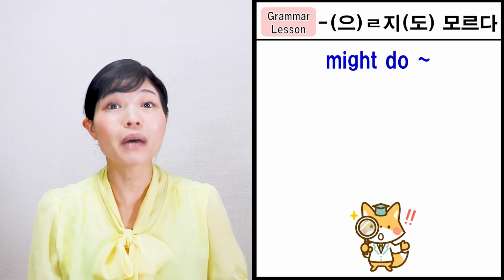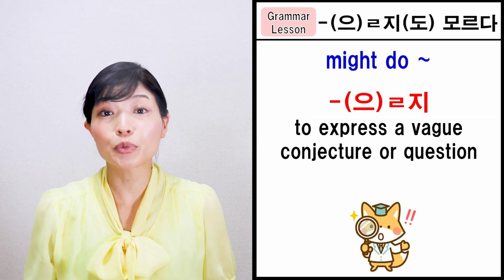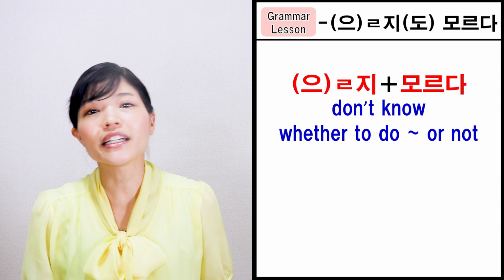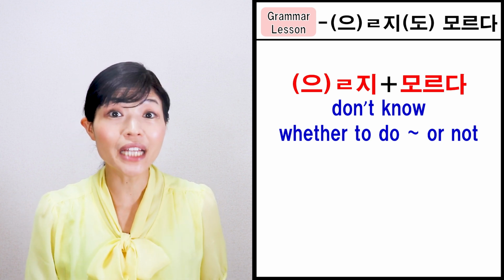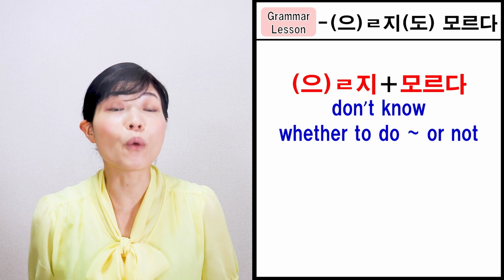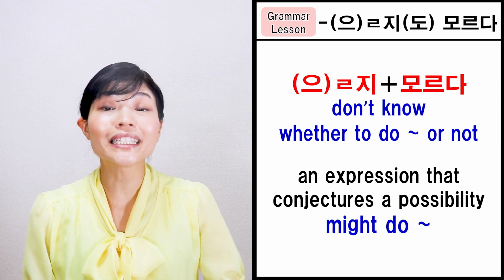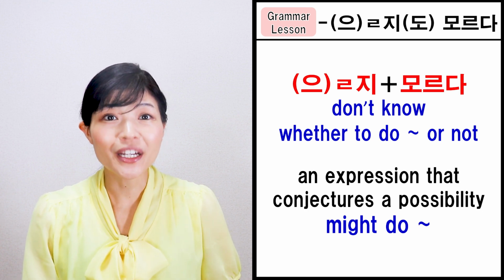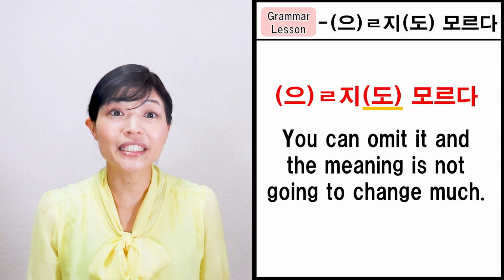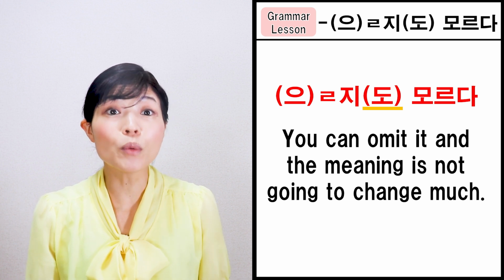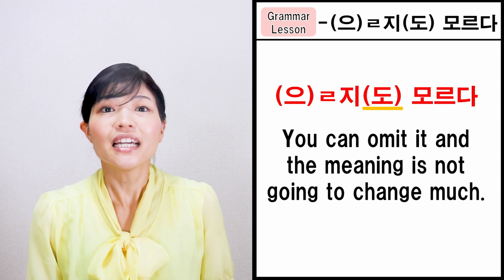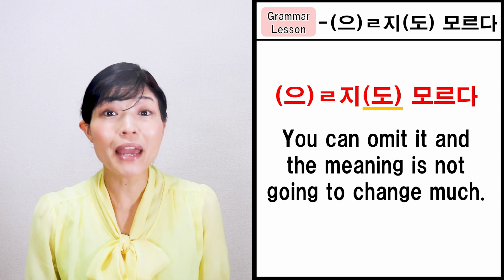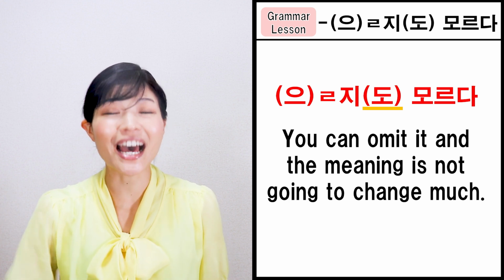ㄹ지도 모르다 means might do. You use ㄹ지 to express a vague conjecture or question such as whether to do or not. Here, you connect ㄹ지 to 모르다 to make don't know whether to do or not. Therefore, it turns into an expression that conjectures possibility, such as might do. Do you get it? In addition, as you can see, 도 in ㄹ지도 모르다 has parentheses, right? So you can omit it if you want, and the meaning is not going to change much. But today, I will mainly explain with ㄹ지도 모르다, okay?